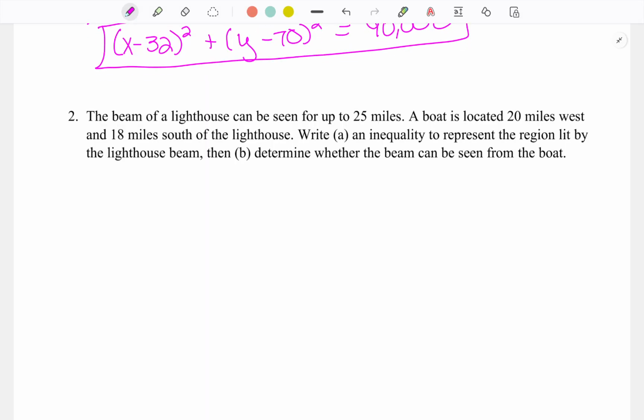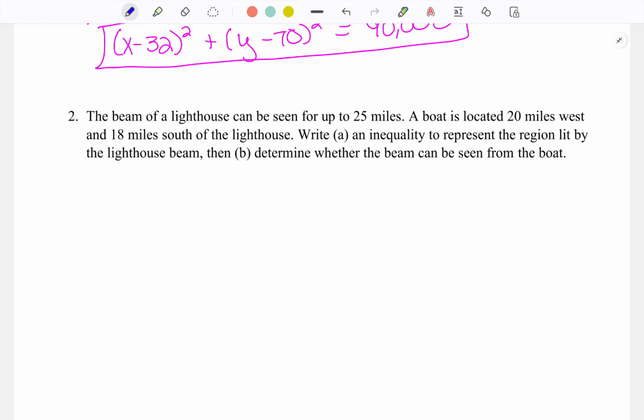So for number 2 here, we are still using circles, and we have the beam of a lighthouse can be seen for up to 25 miles. A boat is located 20 miles west and 18 miles south of the lighthouse. So we need to write, first of all, an inequality to represent the region lit by the lighthouse beam, and then B, determine whether the beam can be seen from the boat or not.